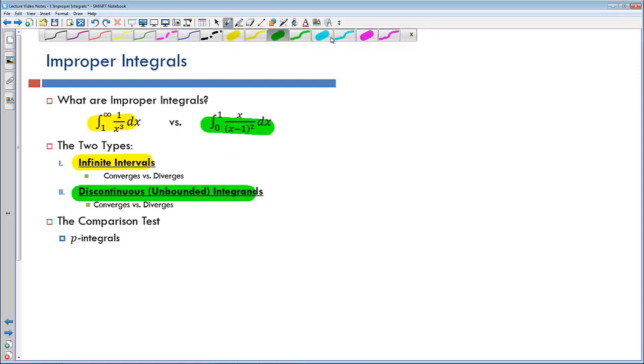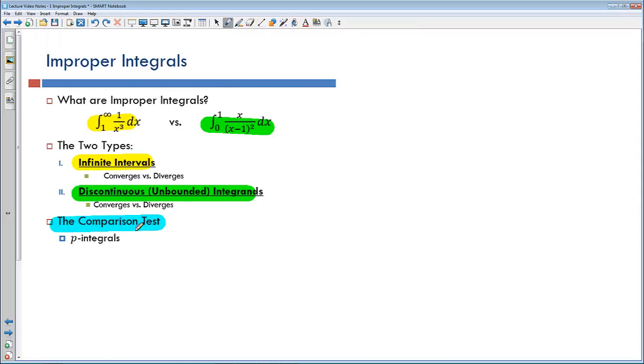When you get to class, we'll talk a little bit about what are called the comparison tests, because if you notice, it's kind of hard to actually evaluate these integrals. So there's an indirect way we can often do this by using something called a comparison test, and comparing them to some integrals that are easy to decide whether they converge or diverge.